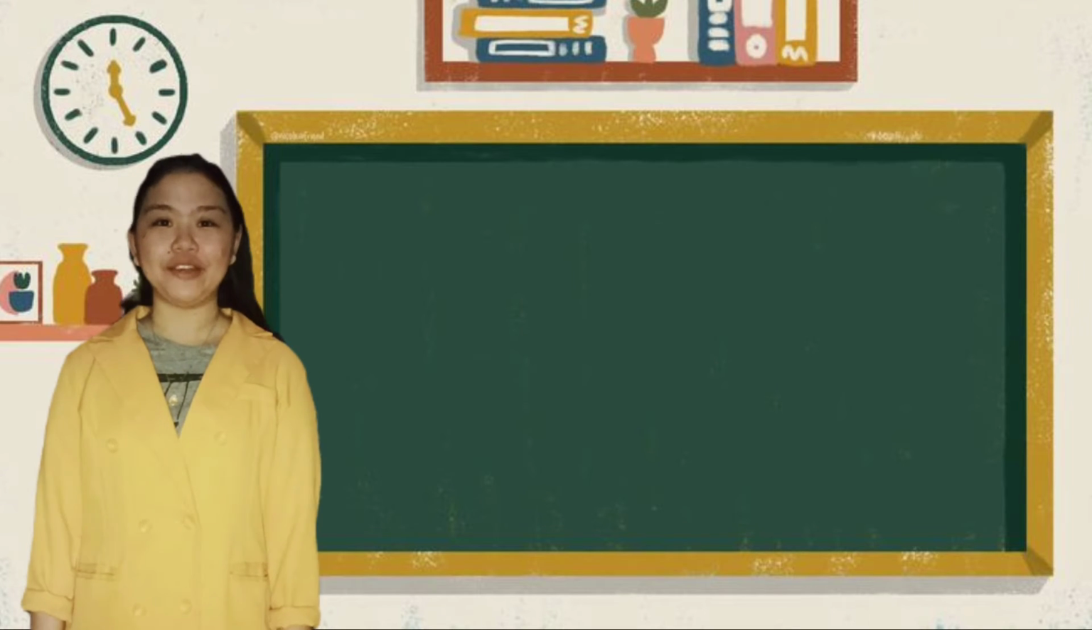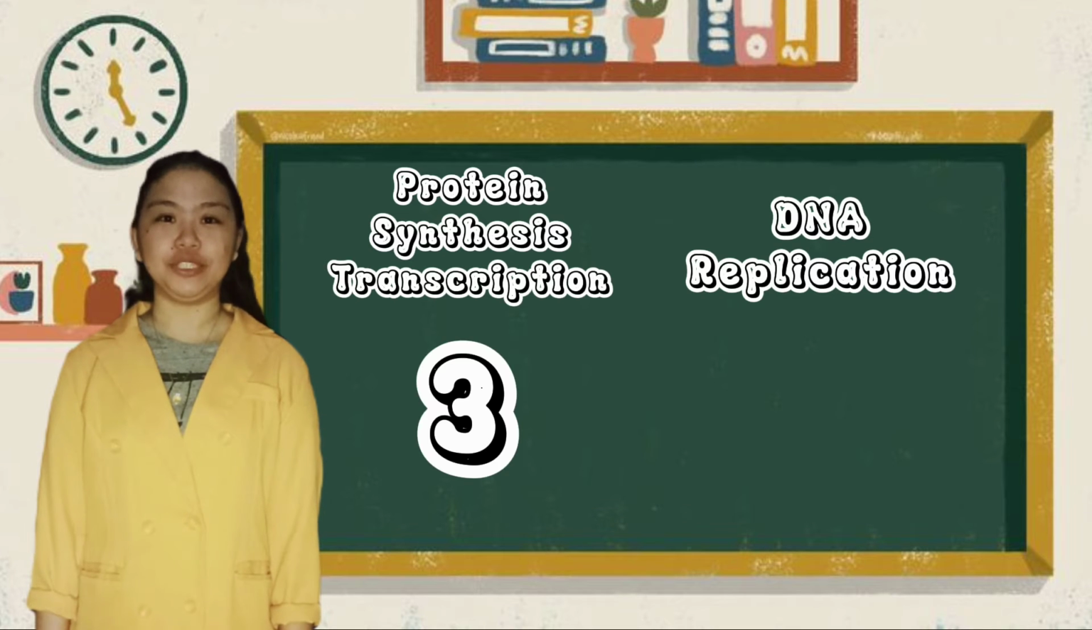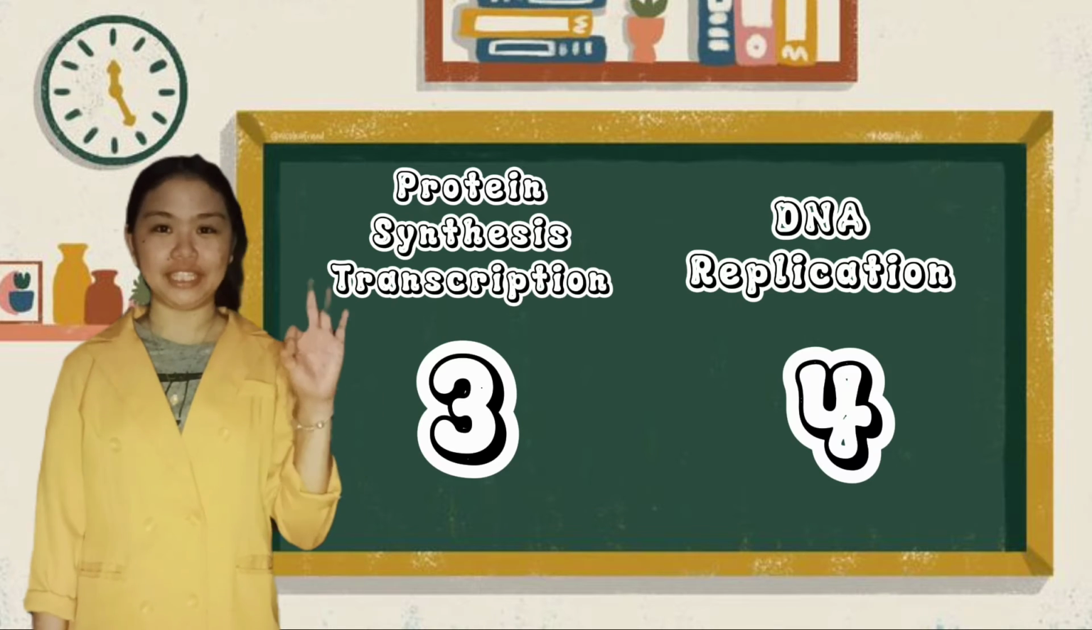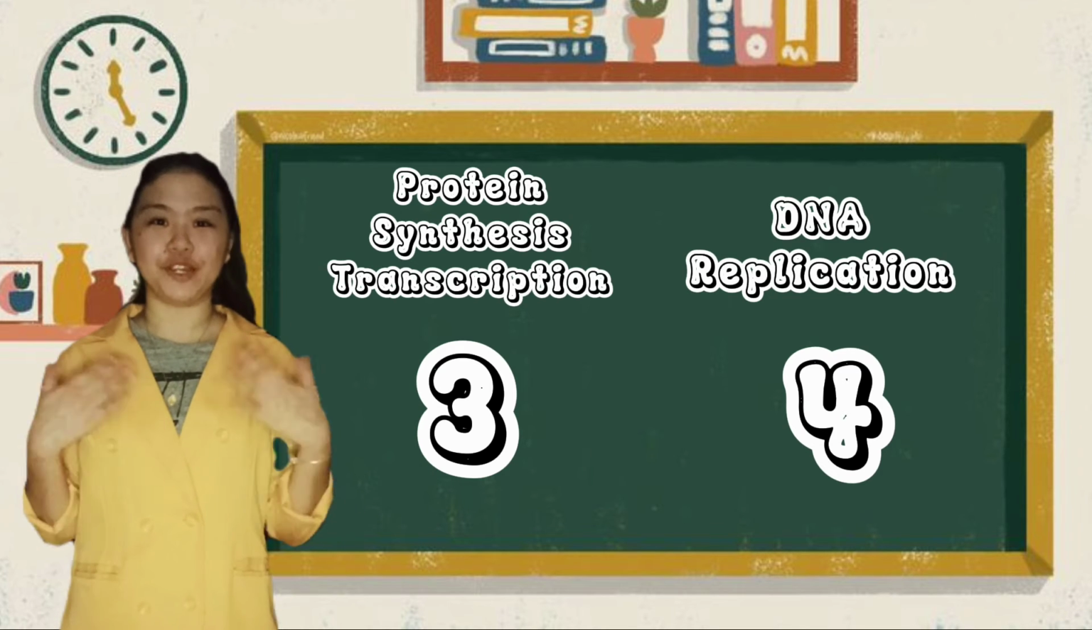Likewise, with DNA replication, protein synthesis, mainly the transcription stage, consists of three different steps, which are initiation, elongation, and termination. Looks relatively the same as DNA replication, right?